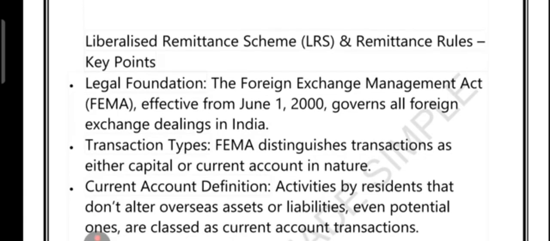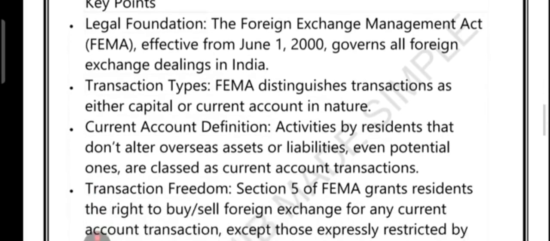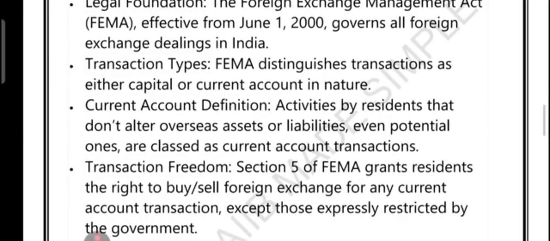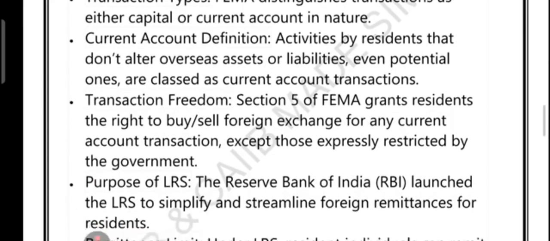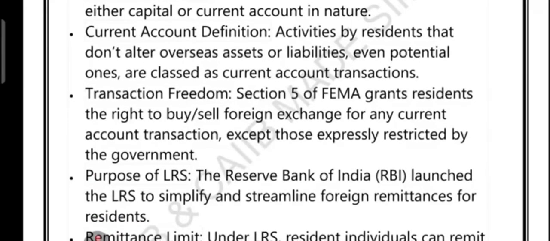Now friends, what is LRS? Indian foreign exchange dealing follows the FEMA rules, right? It has been in place since 1st June 2000. FEMA splits transactions into two types: current account transactions and capital account transactions. Current account means everyday payments that do not change your overseas assets or overseas debt, and capital account means deals that create or change overseas assets or debt directly.